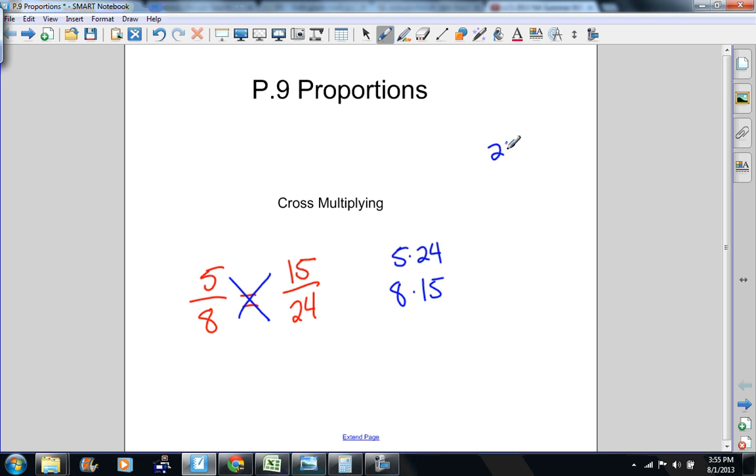5 times 24, let's do it like this. It's 20, so that's 120. 8 times 15, 15 times 2 is 30. 30 times 4 would be 120. Therefore, these are equivalent ratios. It means that the two fractions are equal to each other.